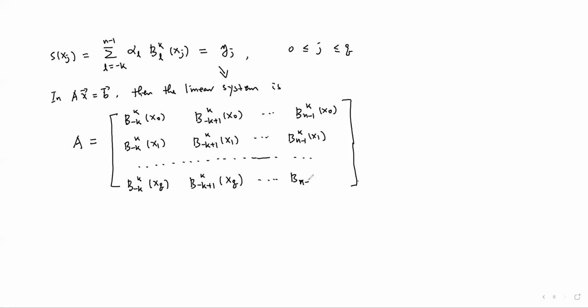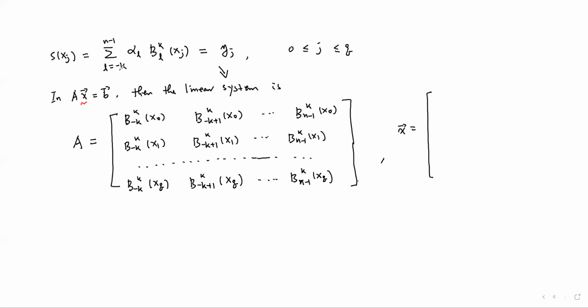Negative N minus 1 K XQ. This is the coefficient matrix. How about the unknown X? The unknown X is a vector of the unknown alpha.